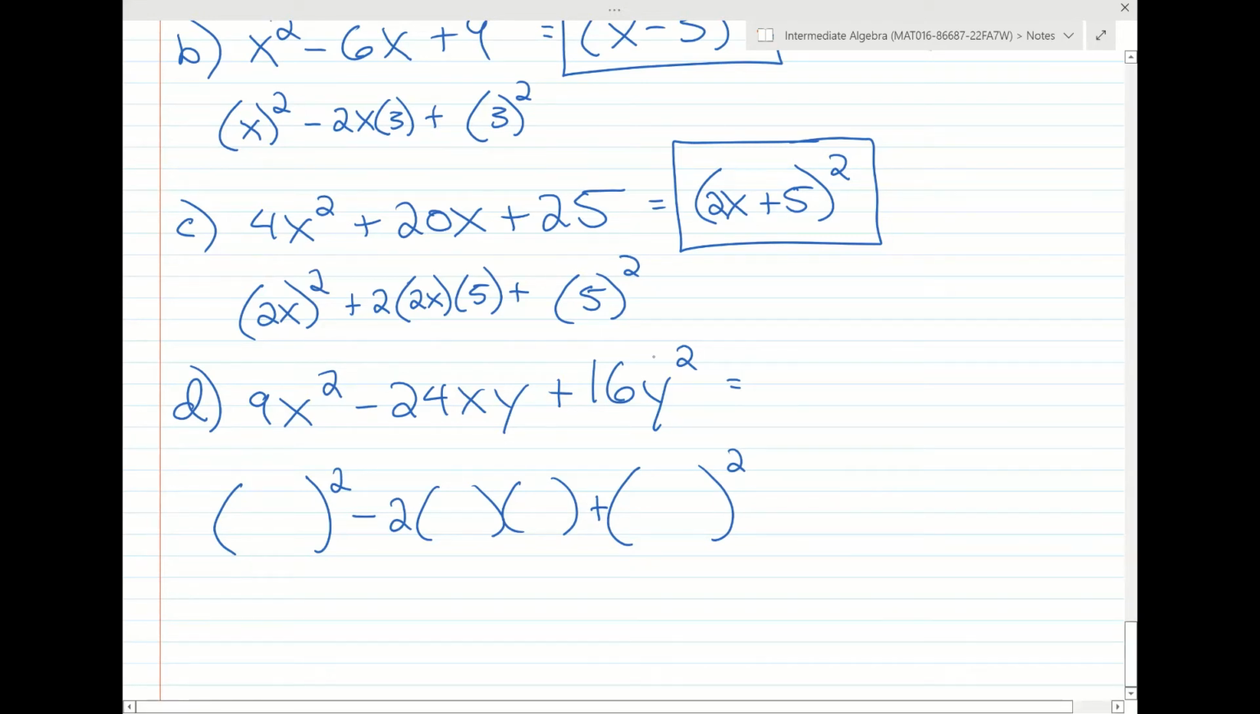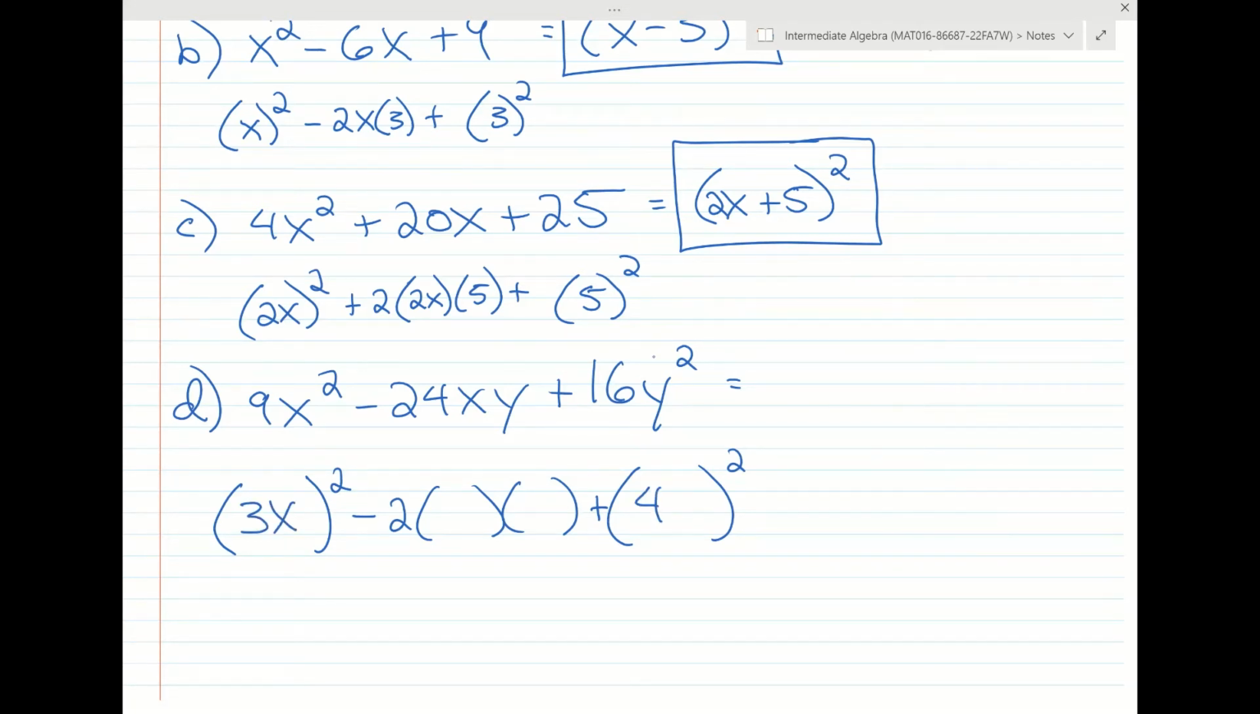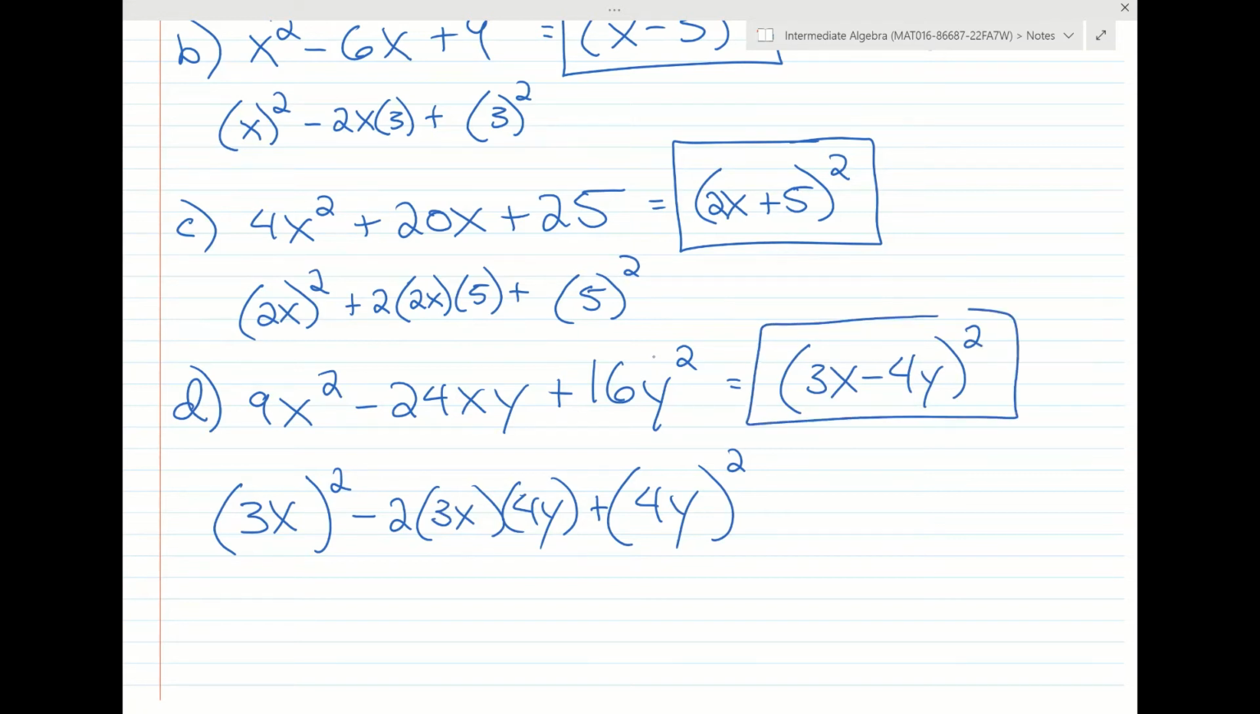So it looks like it is. 9x squared is the same as 3x times itself. 16y squared is the same as 4y times itself. And if we put 3x and 4y in the middle and multiply it by 2, we get 24xy, which means we could just factor this simply by doing 3x minus 4y to the second.